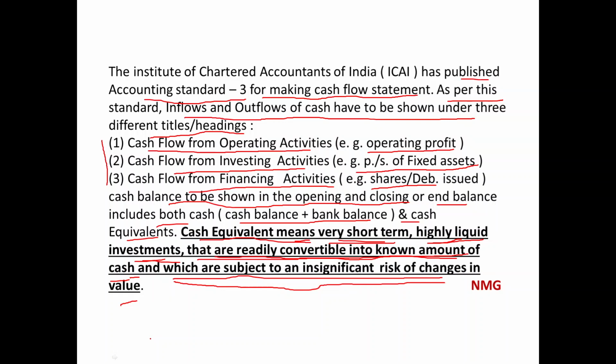What is the meaning, what are the characteristics of cash equivalents, and how to identify a particular item, whether it can be said a cash equivalent or not. Apply these four characteristic parameters, and if that item satisfies these four characteristics, then it can be said a cash equivalent. And if that is the case, आपको ओपनिंग बैलेंस में कैश एंड बैंक के साथ उनकी बैलेंस को भी लेना है, और लास्ट में क्लोजिंग बैलेंस में भी कैश और बैंक बैलेंस के साथ कैश इक्विवेलेंस की बैलेंस को भी लेनी है.